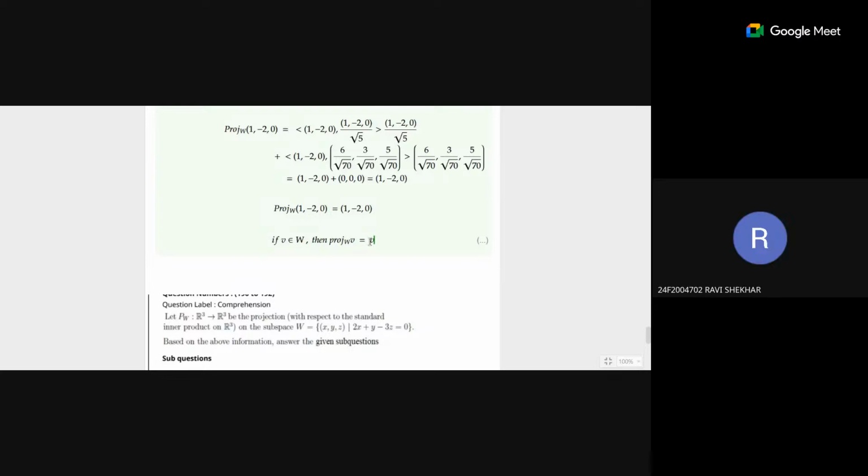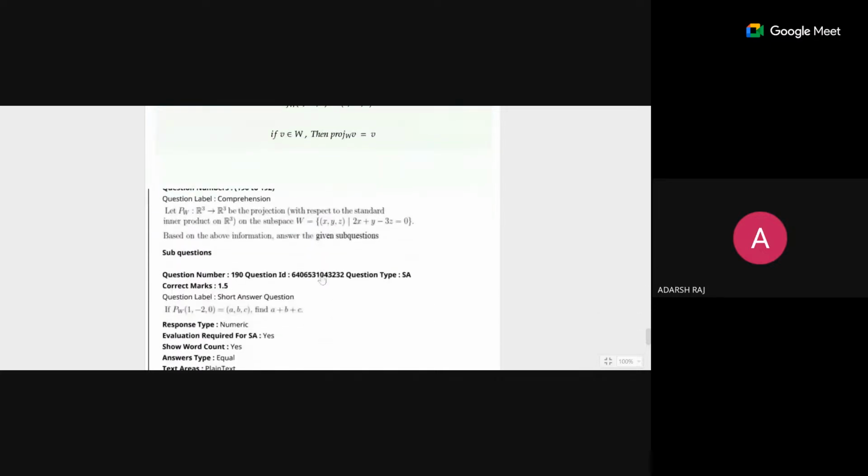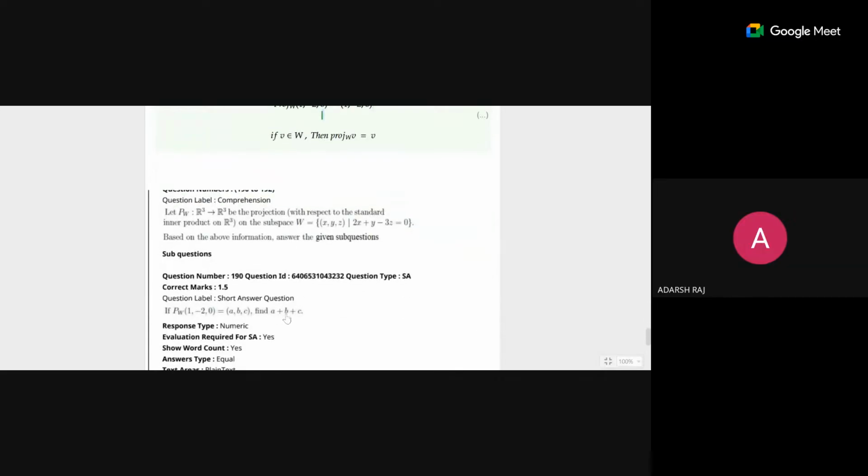Basically, this vector is already lying on this subspace, and then again we are projecting it, so it will not change, right? Suppose the vector already lies on the subspace W, then we are projecting the vector onto W again. If we know this property, we can directly say it is the same projection. We don't have to solve all of this. We observe this and can directly say what it is. Now the question is asking to find the value of A plus B plus C.